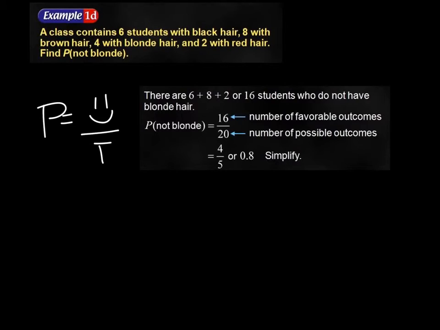Still in the same class, find the probability that someone is not blonde. Now, they found the not blonde by adding everyone else together, but since we already knew the total was 20, and I see that there are 4 blonde, I might have just subtracted 20 minus 4 and got 16 for not blonde. So 16 over 20 reduces to 4/5, which is 0.8 as a decimal, or 80% as a percent.